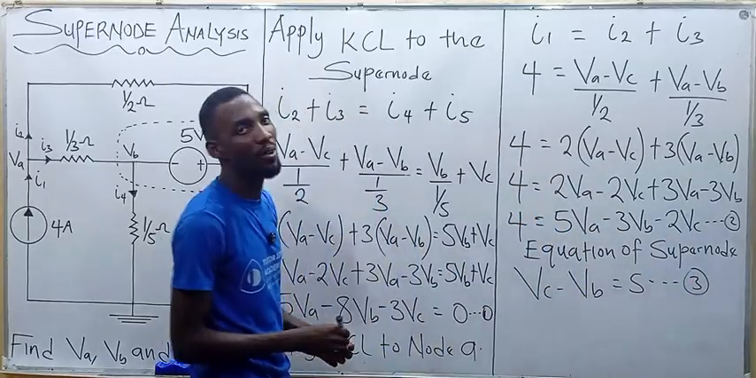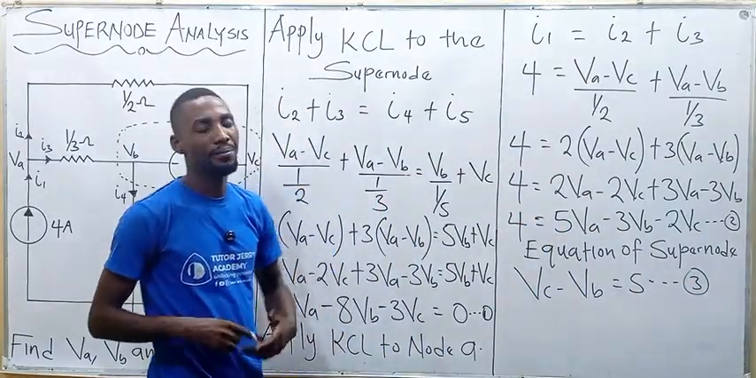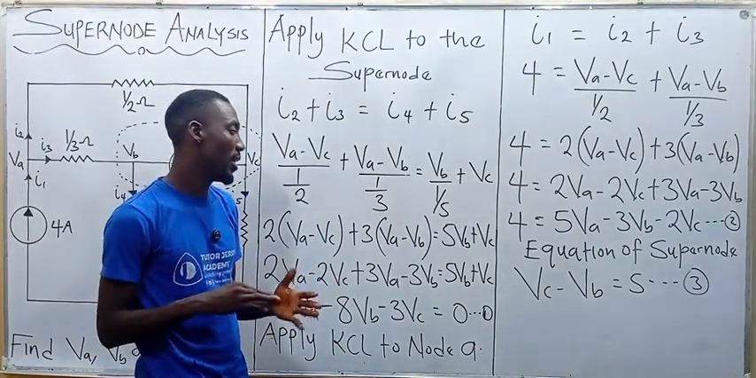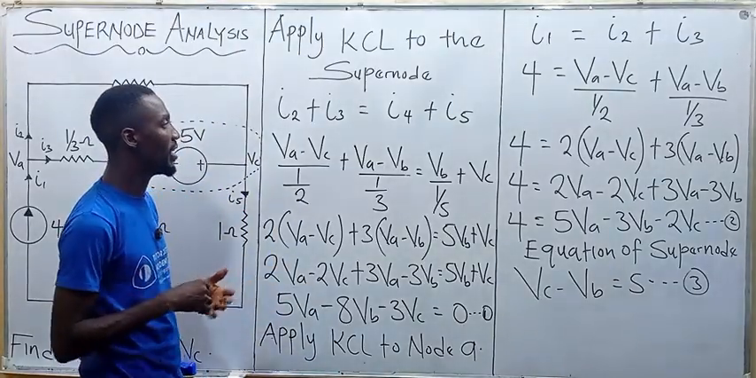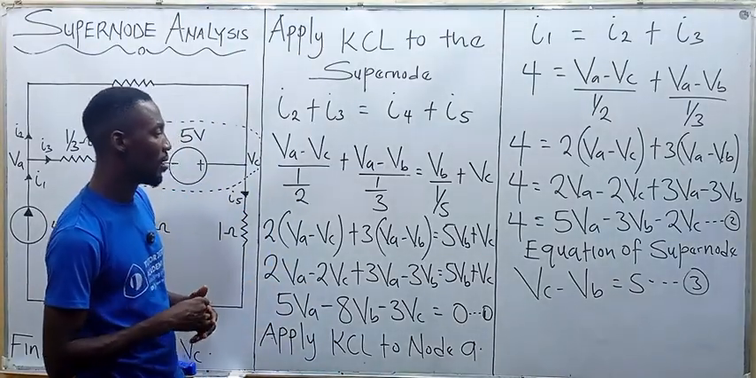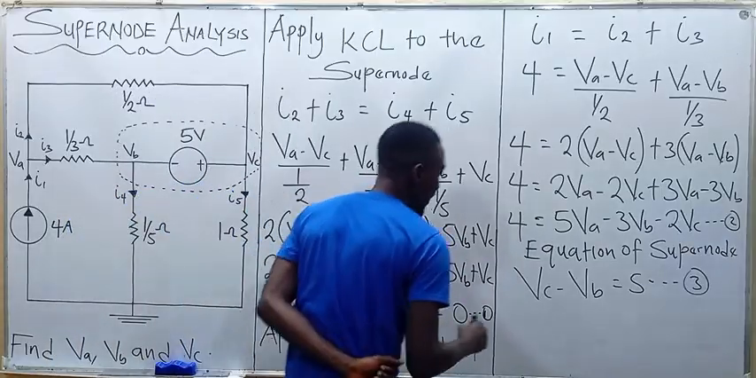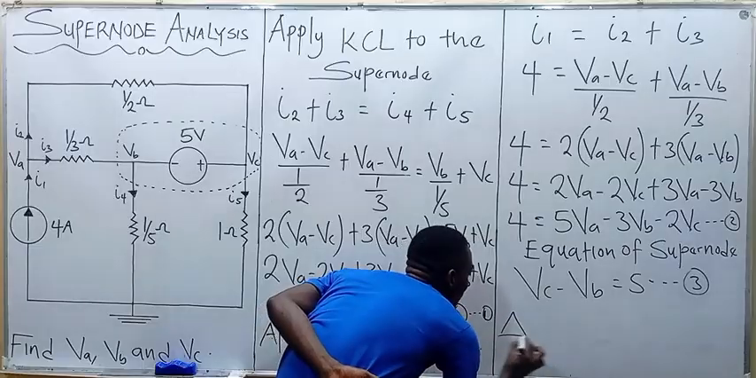All right. So we are going to be using Cramer's rule to solve the value of VA, VB, and VC. All right. So let's do that. So the first thing is to find the change, so let's go for the change.